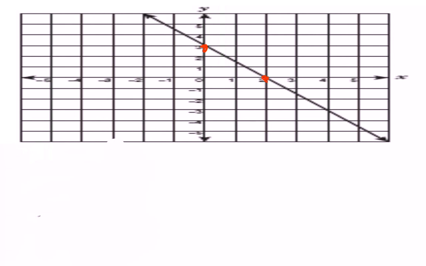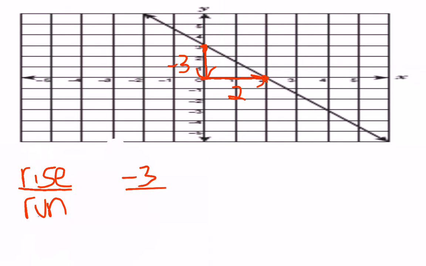So when we're finding slope from a graph, that's where we want to think about rise over run. And rise over run has to do with my y values over my x values. So first I'm going down to go between these 2 points. I'm going down 3 and right 2. So my rise is -3 over a run of 2.